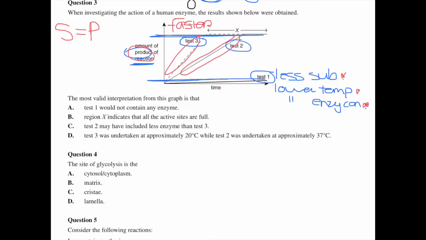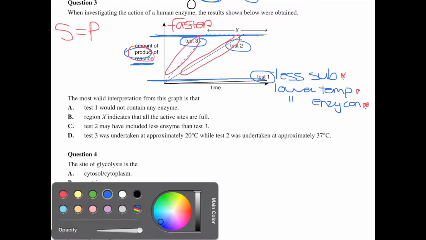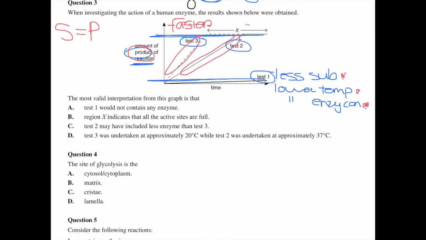All right, so we'll move on to B. Region X, just changed colour here, is up here. Region X indicates that all the active sites are full. All right, what can you tell me about that? So all active sites are full.